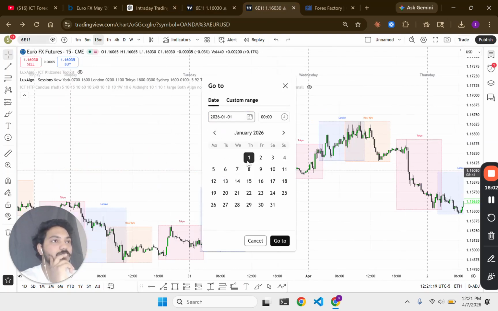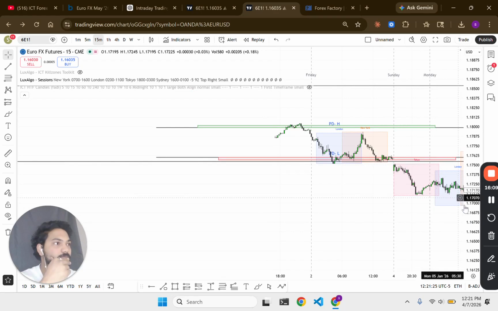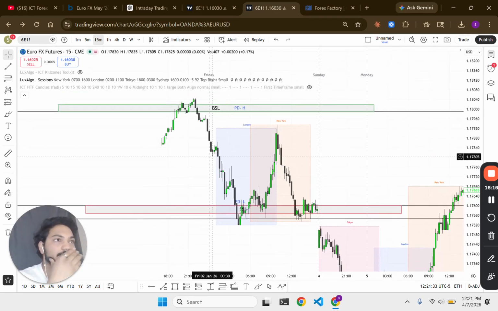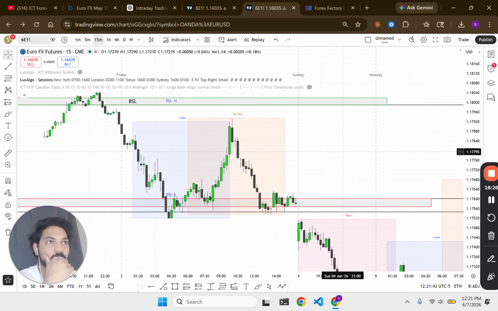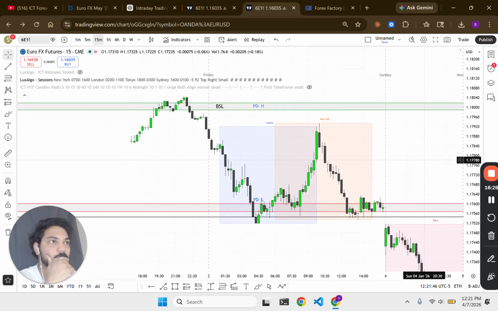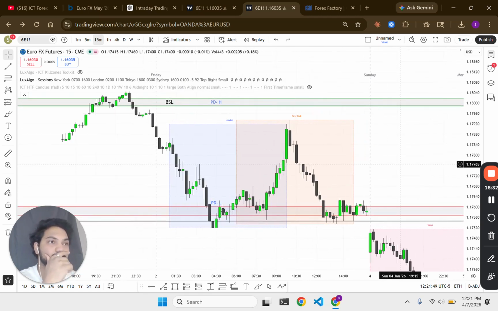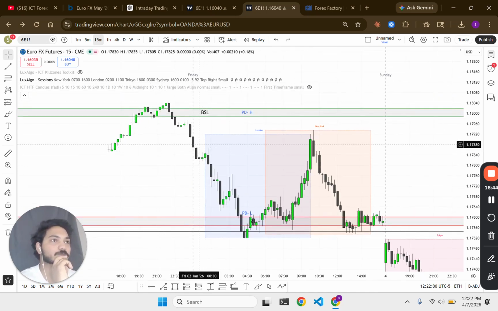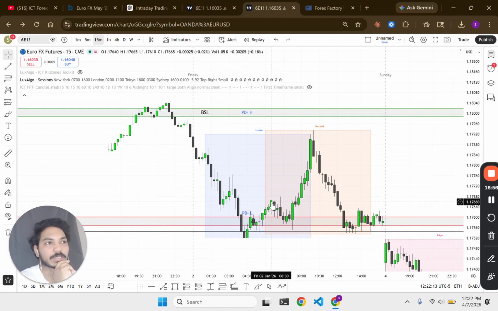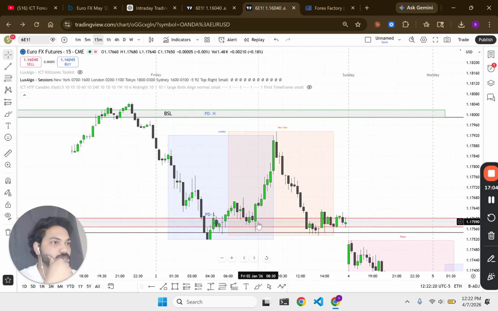Let me change the date to Jan. So after taking all that buy side liquidity, it came down, it fell all through the London session, and tried to retrace, collect some orders, and see the retracement. There is an order block right here.